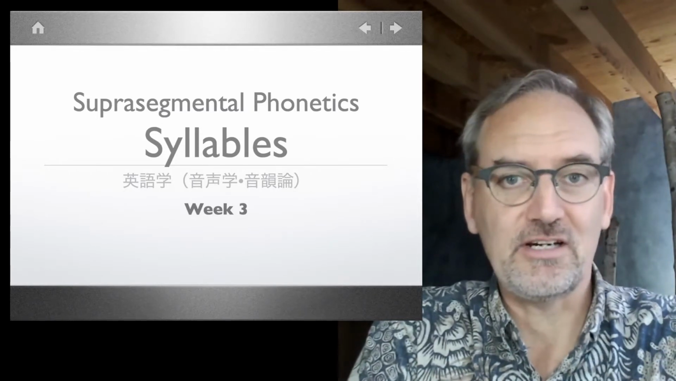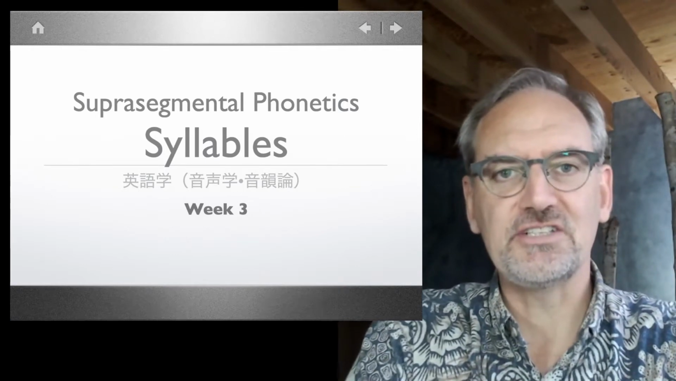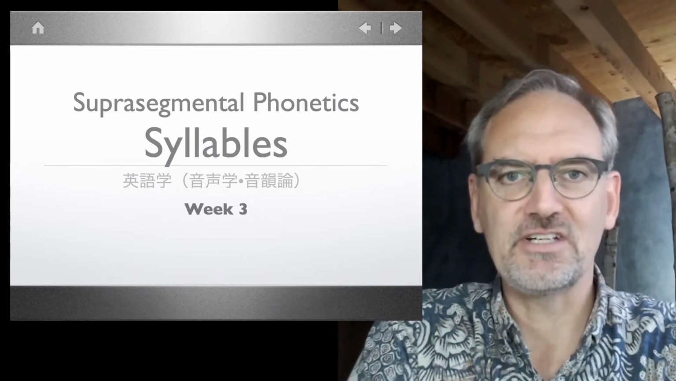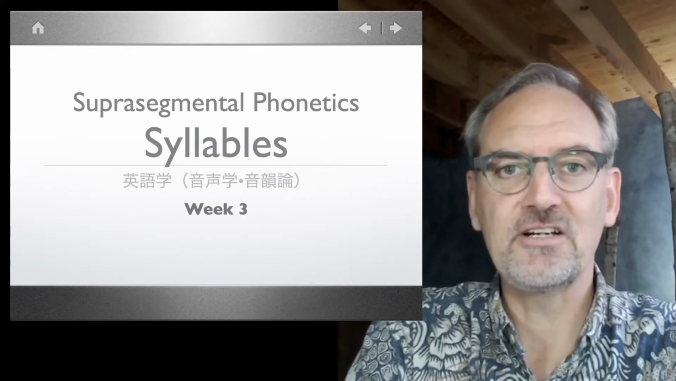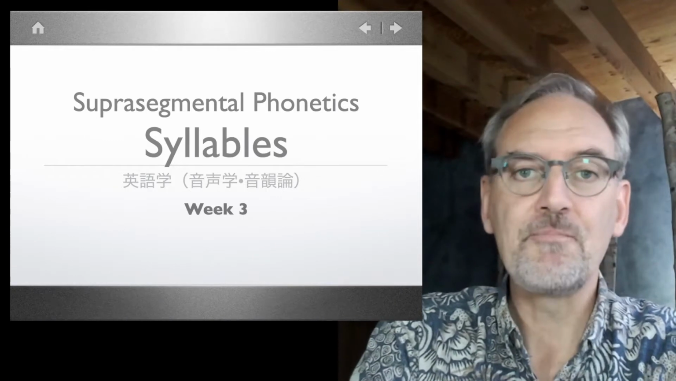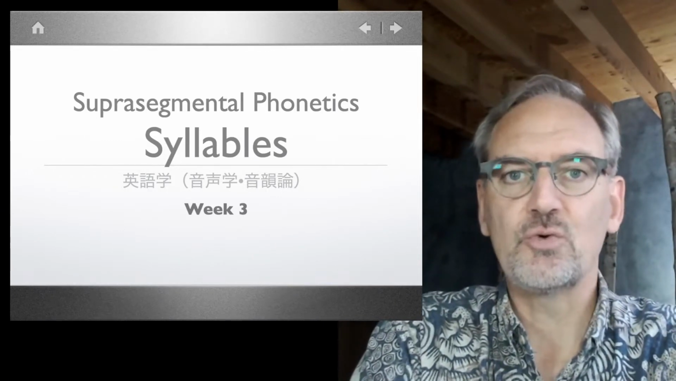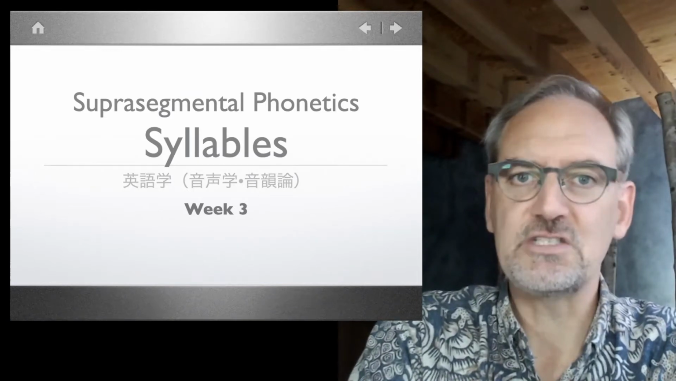Today we're going to continue looking at units of pronunciation above the segment, units that group segments together. Last week we learned about the syllable, the foot, and the word, and today we want to look in more detail at syllables. Syllables really are the basic unit of speech.